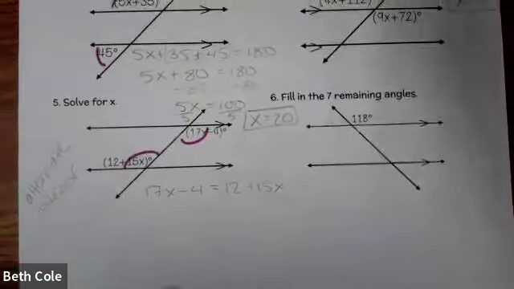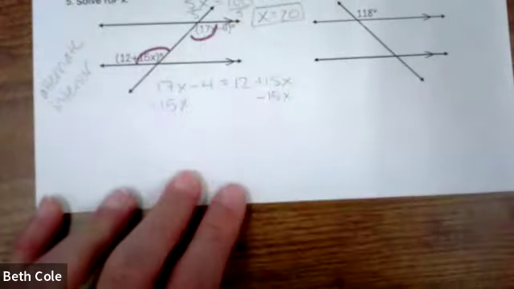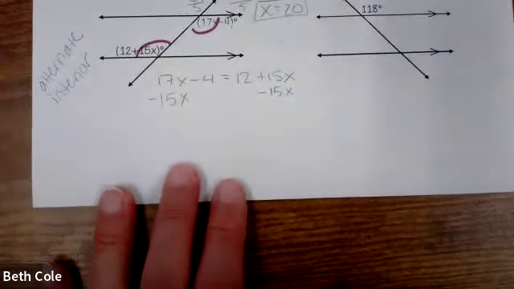First thing you would want to do with that one is get all the x's together on the same side. So I'm going to subtract the 15x.